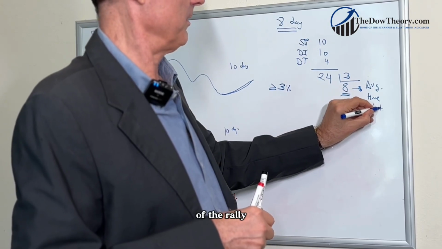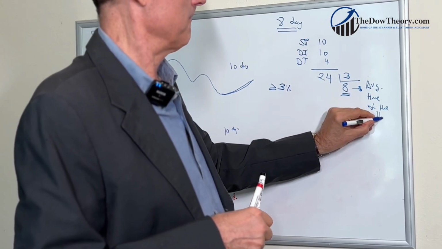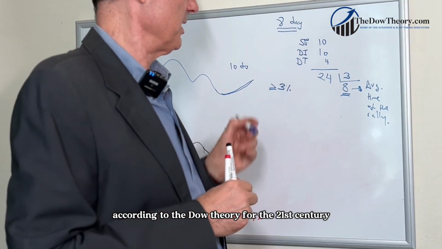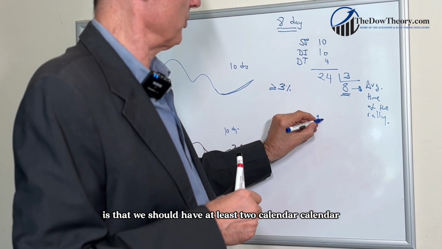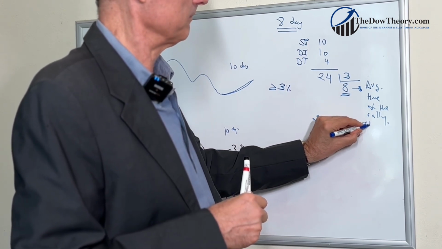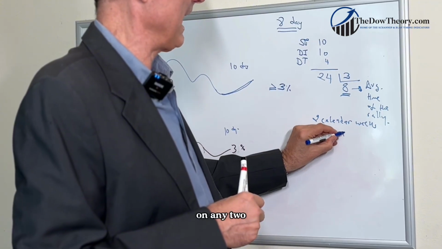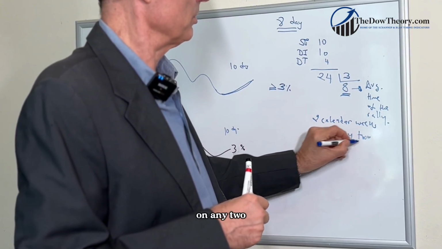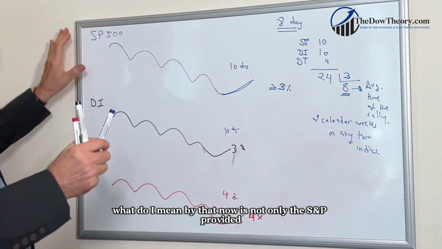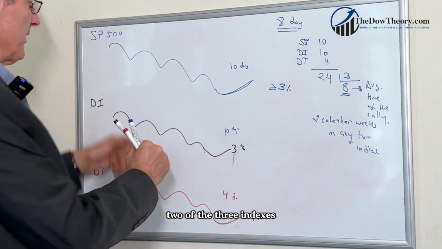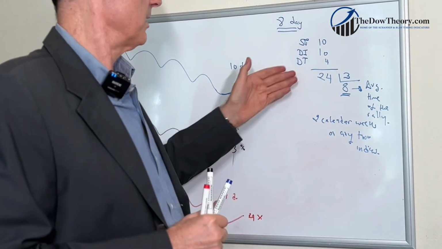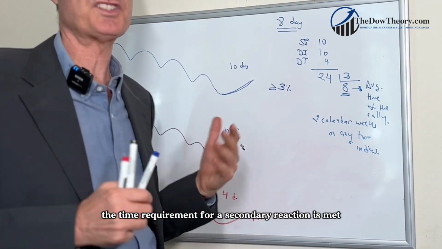Another condition, according to the Dow theory for the 21st century, is that we should have at least two calendar weeks, not trading days, two calendar weeks on any two indices. What I mean by that? Now it's not only the S&P. Provided 2 of the 3 indexes have been rallying for 2 calendar weeks, then the time requirement for a secondary reaction is met.